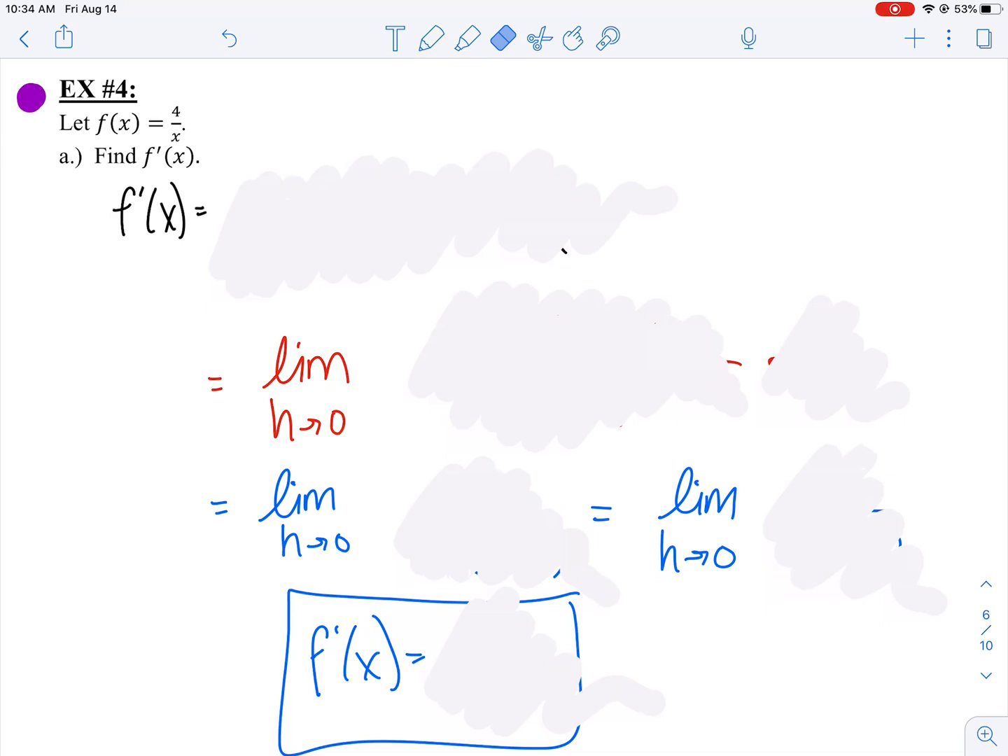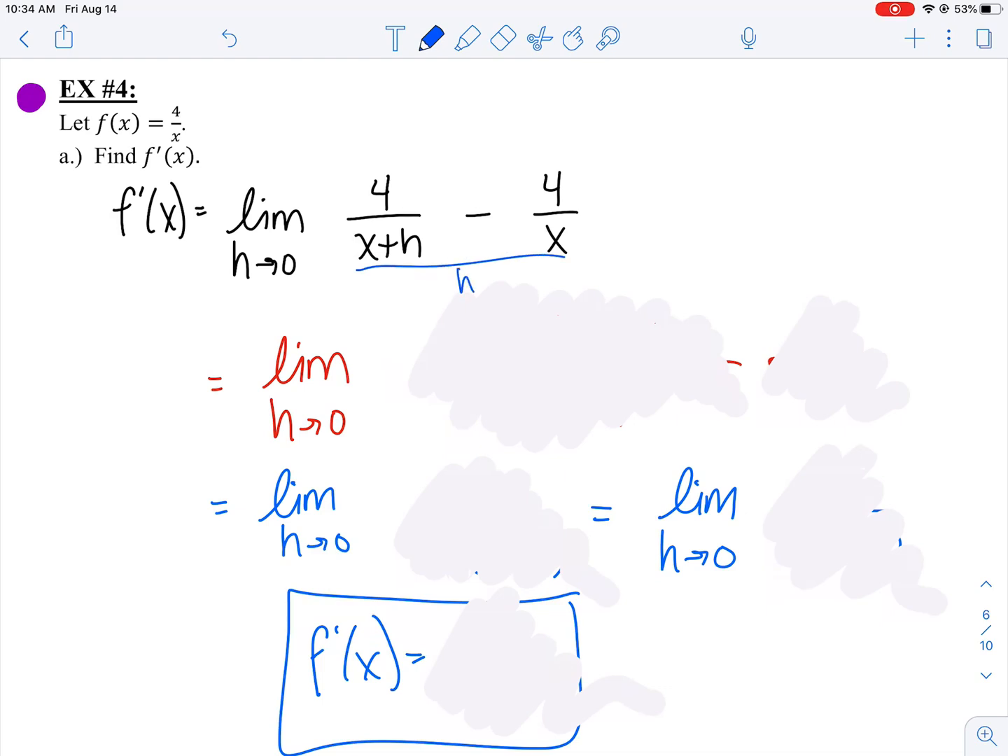So look at this function. F of x is equal to 4 over x. And we want to find the derivative. Well, just like before, we can still find the derivative using that limit idea. We can do the limit as h approaches 0 of f of x plus h minus f of x all over h. So let's do that same thing. Wherever we see an x in our function, we're going to plug in an x plus h minus our original function all over h.